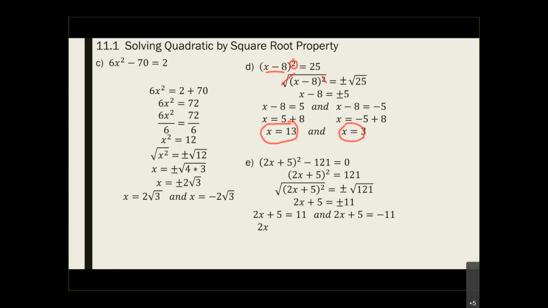I need to subtract 5 from both sides. If I subtract 5 on both sides, I have 2x equal to 6 and 2x equal to negative 16, which gives me x equal to 3 and x equal to negative 8. Question with this problem here?